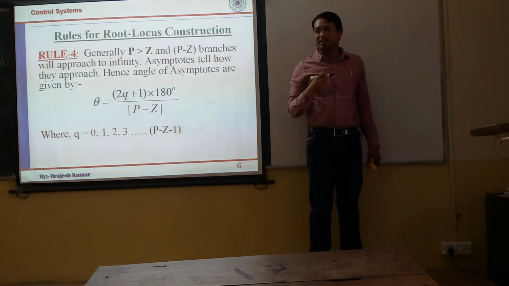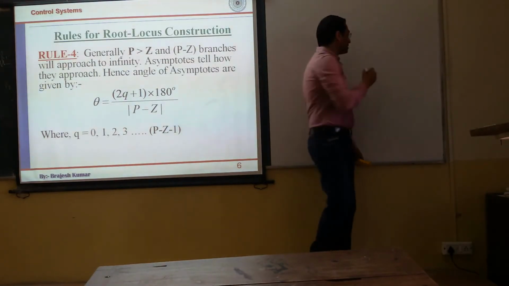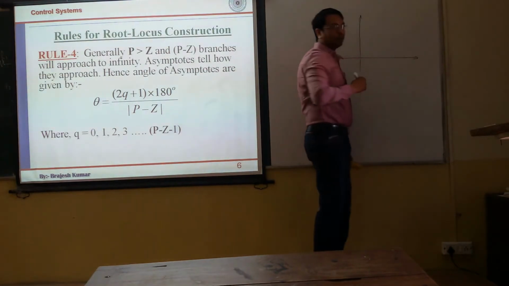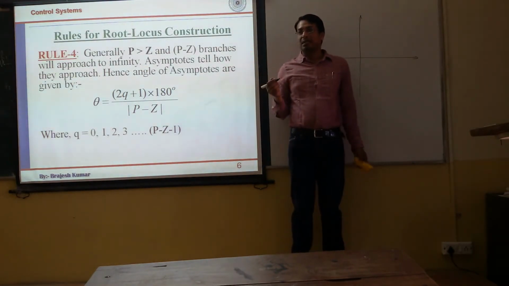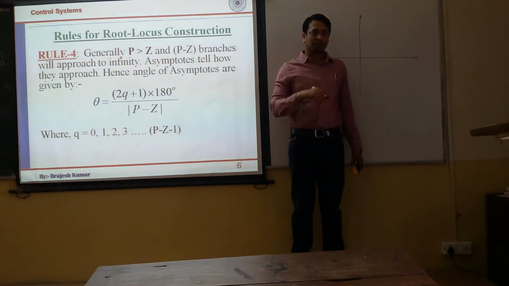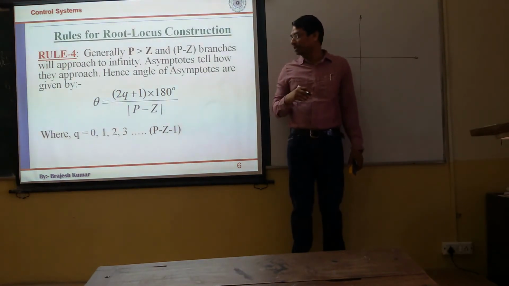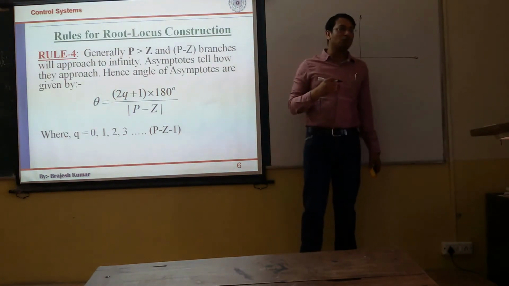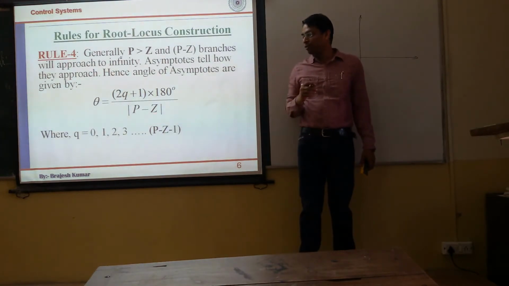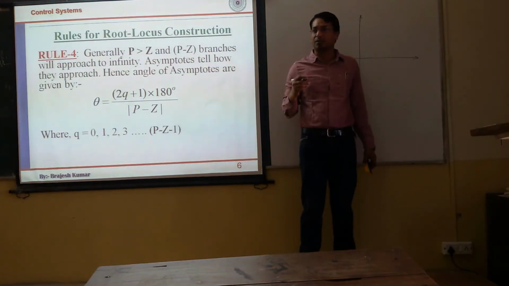Meaning, what will be the asymptotes. So the angle of asymptotes, this theta is the angle of asymptote. It is measured with respect to the positive direction of the sigma axis, or you can say the angle is measured with the positive direction of the real axis. Correct? So the angle theta is equal to (2q plus 1) multiplied by 180 degrees divided by P minus Z, where q starts from 0, 1, 2, 3 up to P minus Z minus 1.